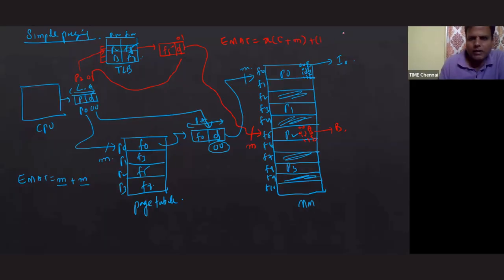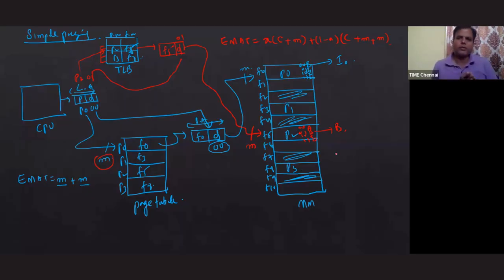If a TLB miss happens, what will happen? Then 1 minus X into C. Whether it is a hit or a miss, in both cases I need to access the TLB, so that's why it is C plus. You are accessing the page table, which will take M amount of time. And once again, with this physical address, you are referring to the main memory. So this is the formula.